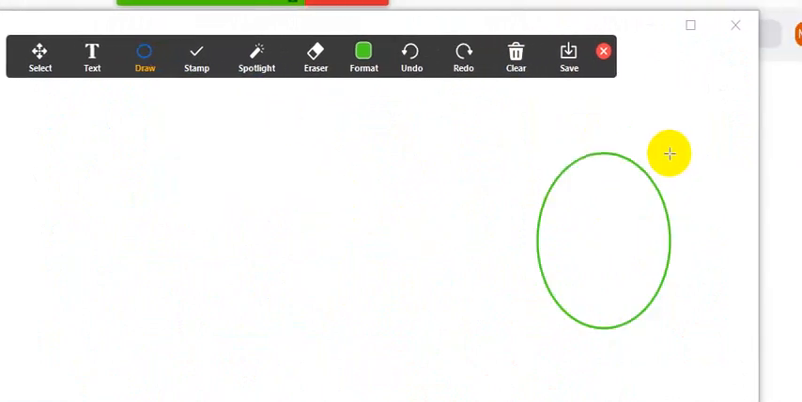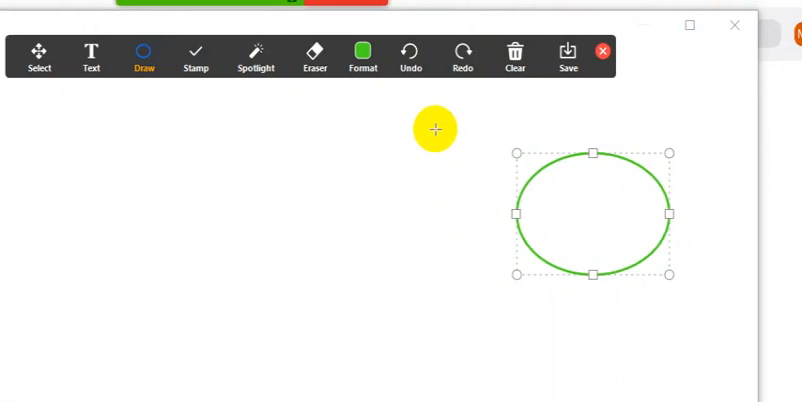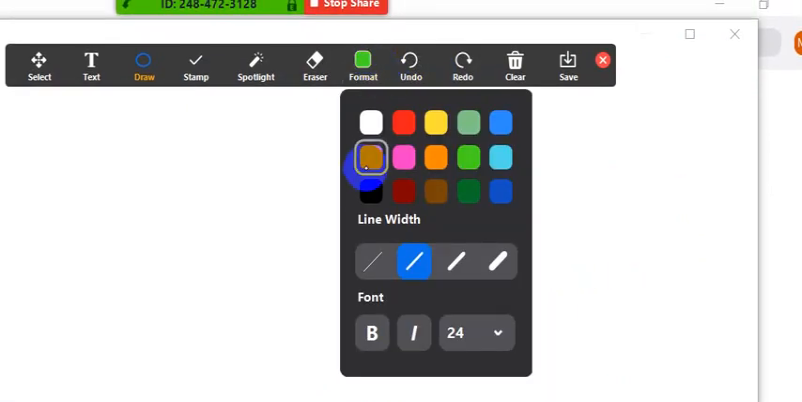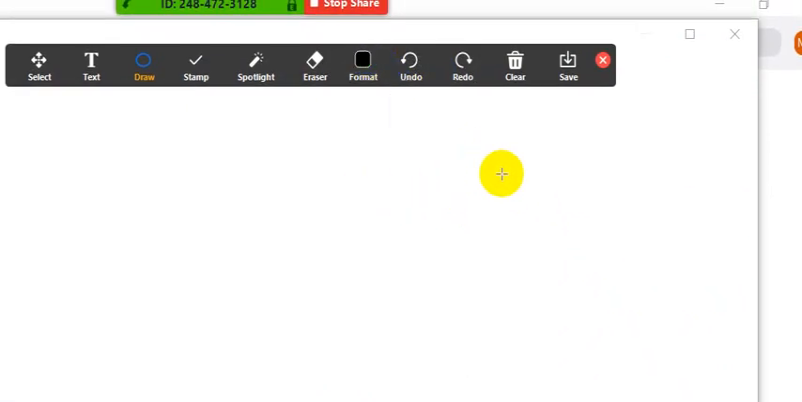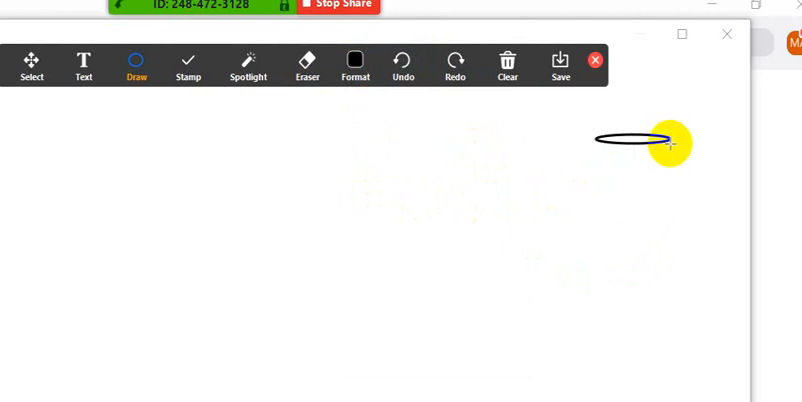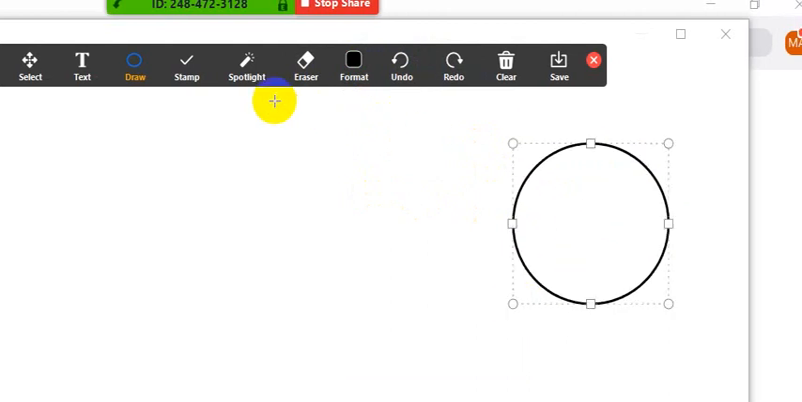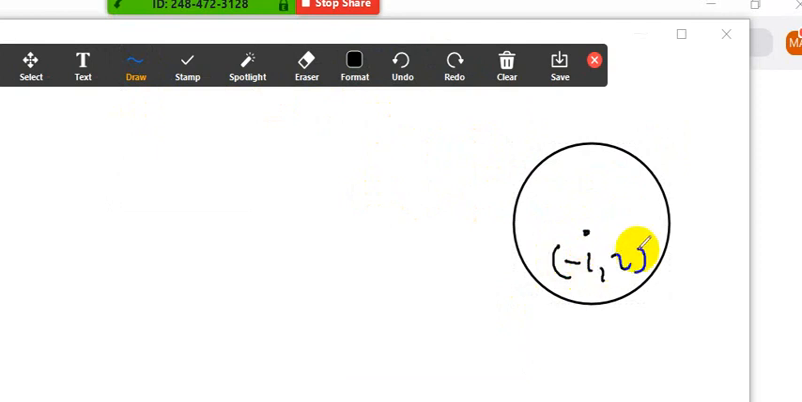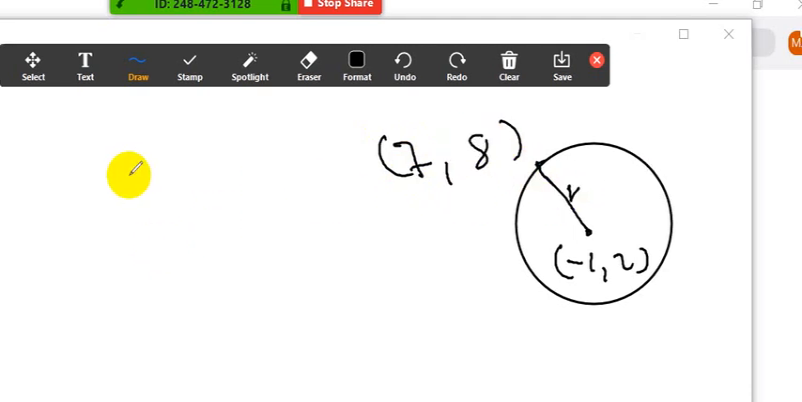Give us a circle. I will change the color to have a color code. Say this is the circle. We have the center, which is minus 1 and 2, and another point that lies on the circle, which is 7 and 8. If this is the radius, let's make it in steps.